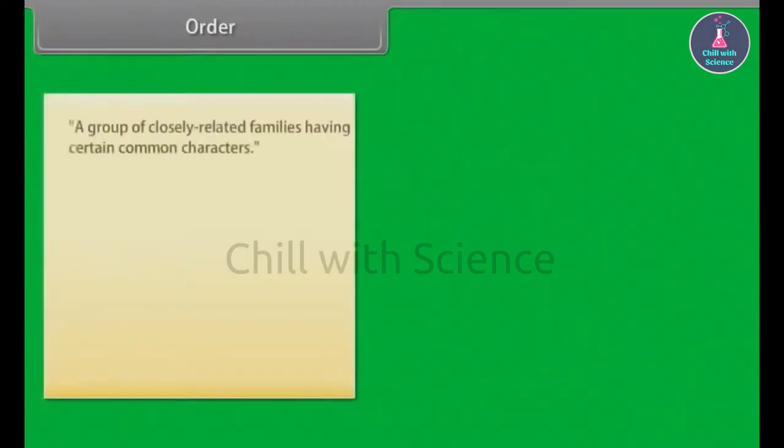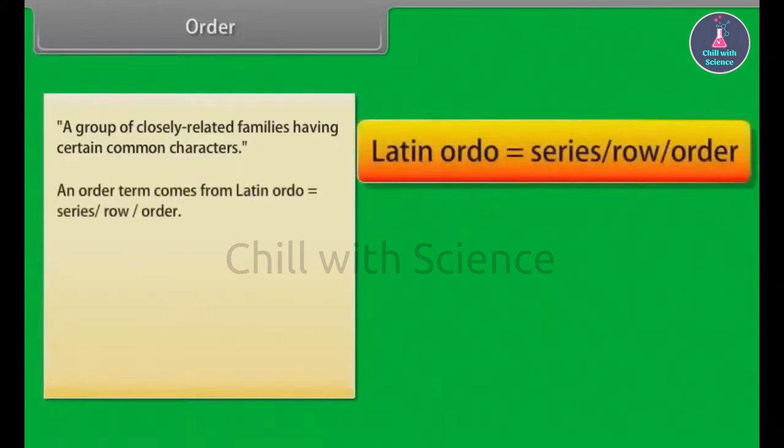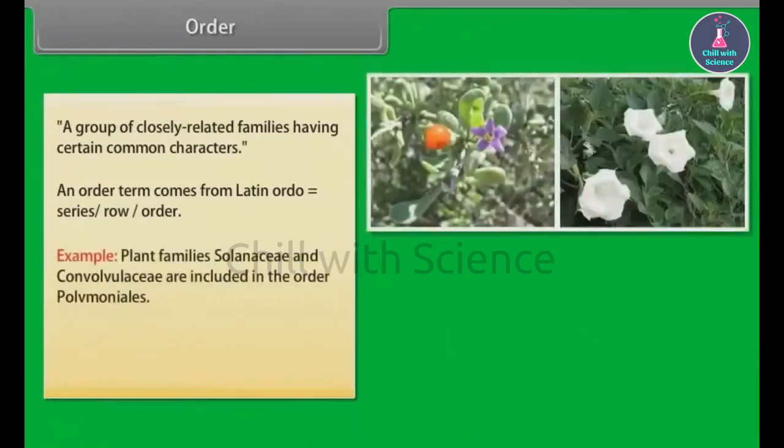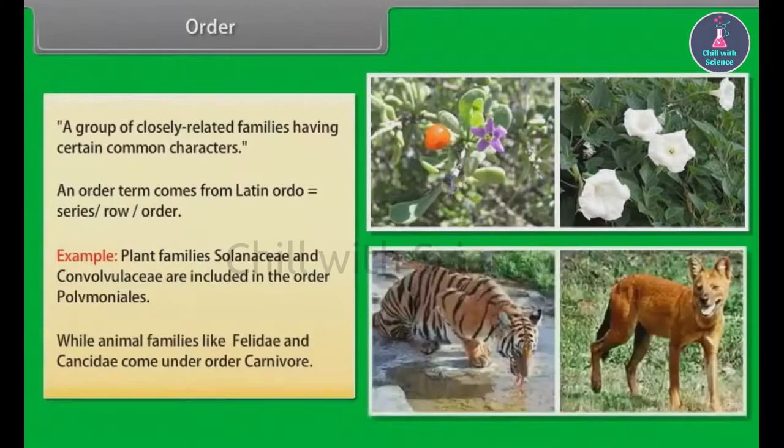Order. A group of closely related families having certain common characters. The term order comes from Latin ordo, series, row, order. Example, plant families Solanaceae and Convolvulaceae are included in the order Polemoniales, while animal families like Felidae and Canidae come under order Carnivora.